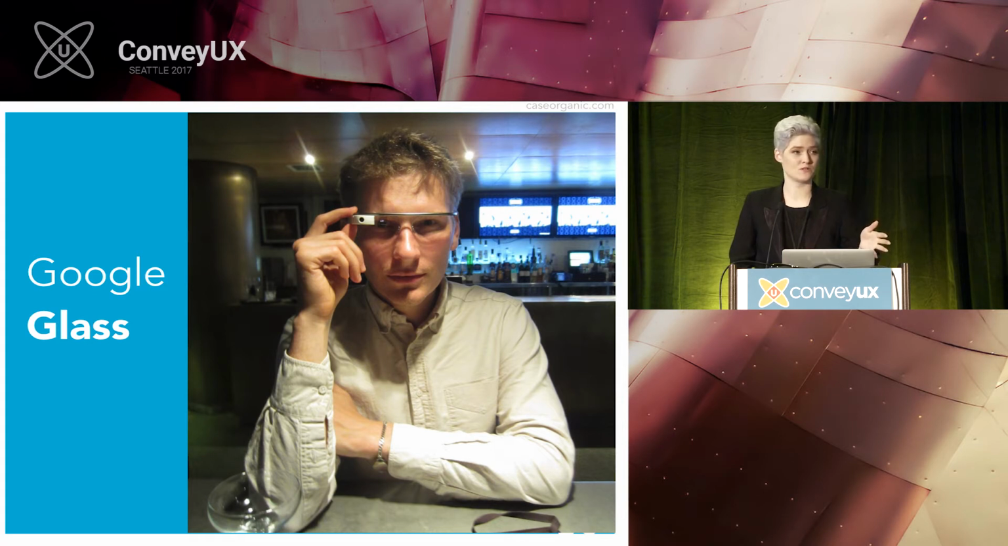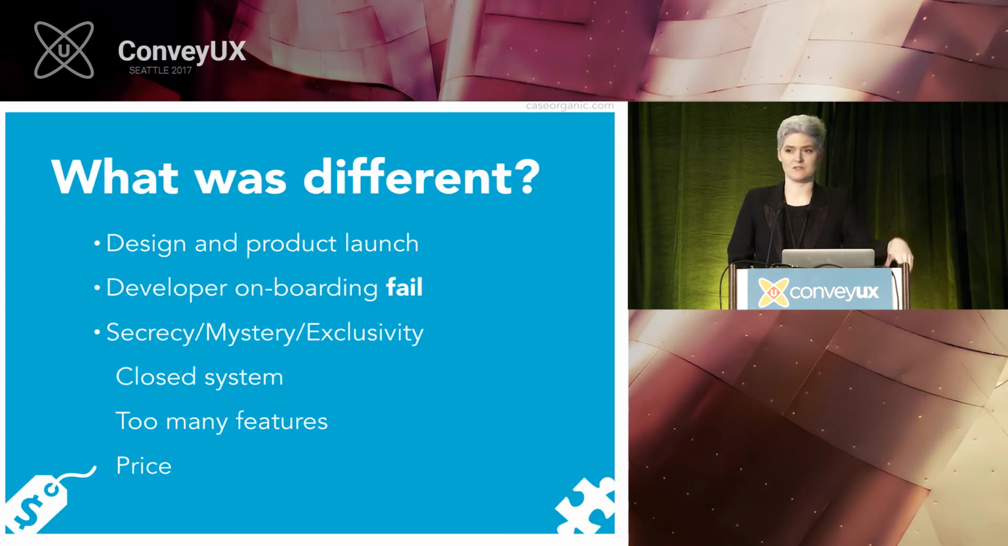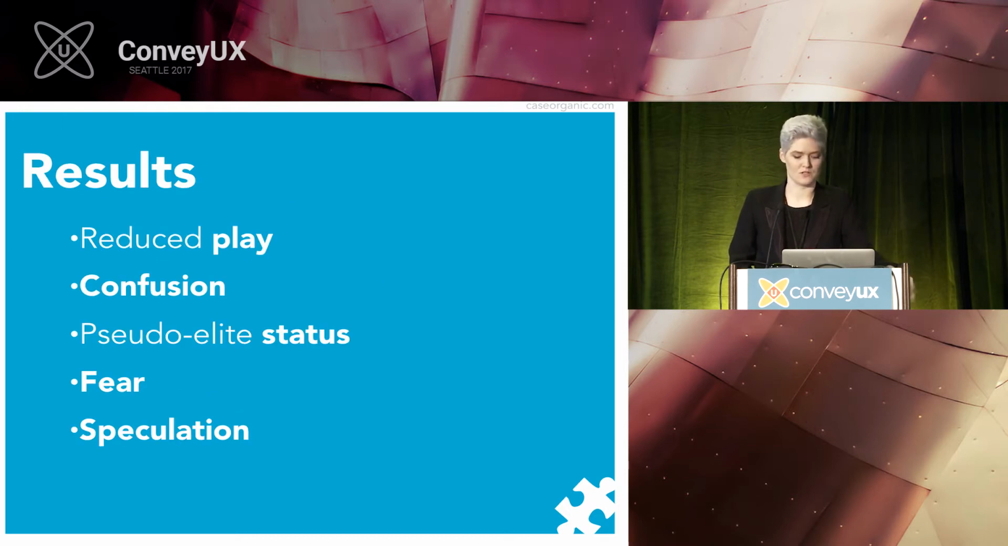When you throw so many features at somebody, the news is going to focus on the thing that terrifies them most, the thing that's uncertain. And so they had no chance. But given this over 10 years, starting with the idea that you could wear this in your car for better directions, or just have an audio thing to listen to something, or this could be a portable camera like Snap that does one thing and one thing only and kind of looks cool and isn't $1,500, they missed out. So the difference was all this design and product launch, the secrecy, the closed system, and the price. And because of that, there wasn't any play, it was confusion, there was this kind of pseudo-elite status and a bunch of fear and speculation.